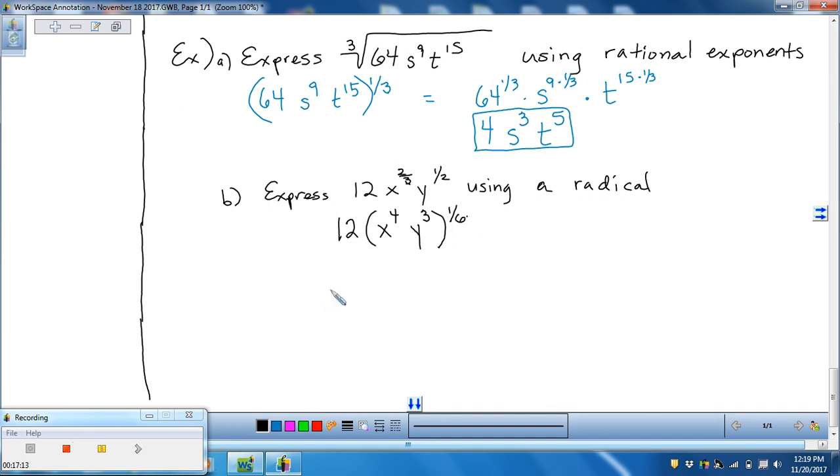And now we're going to finish writing this as our radical. So we end up with 12 as our coefficient. It's the 6th root, that's what 1/6 stands for. So the 6th root of x to the 4th, y to the 3rd. Go ahead and pause and finish copying this example.